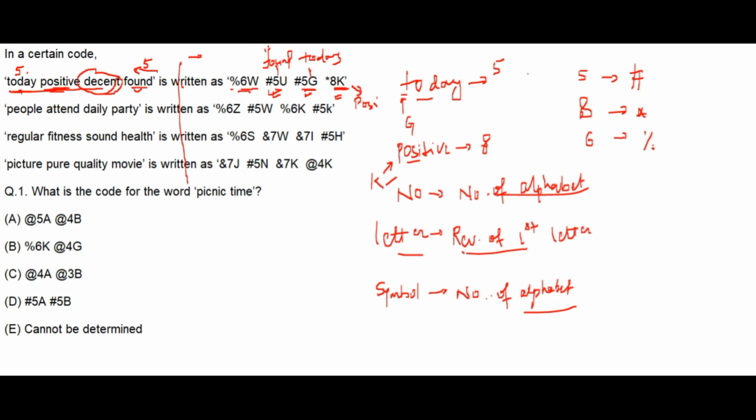Okay, so we got all the logic of what? Number, letter and the symbol. So now we can go to the questions and how to solve them. Okay, so the first question is what? What is the code of "picnic time"?